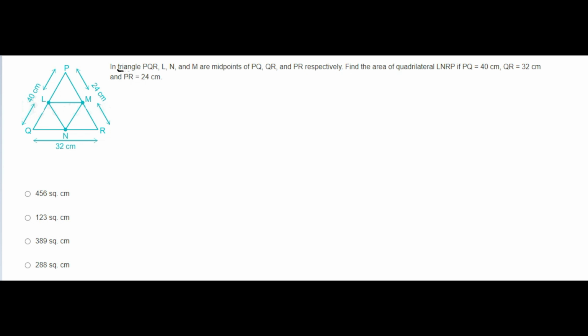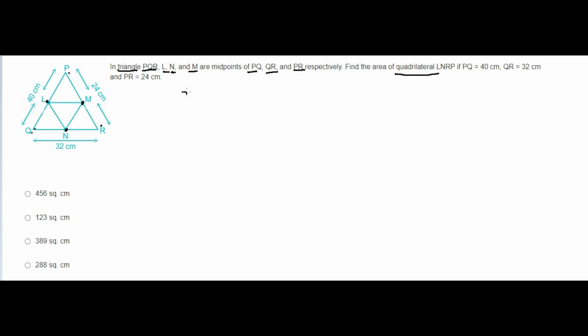So just listen here. They have given the triangle PQR, with P, Q, and R, and L, N, M are the midpoints. For PQ, L is the midpoint. For QR, N is the midpoint. And for PR, M is the midpoint. They have asked the area of a quadrilateral.